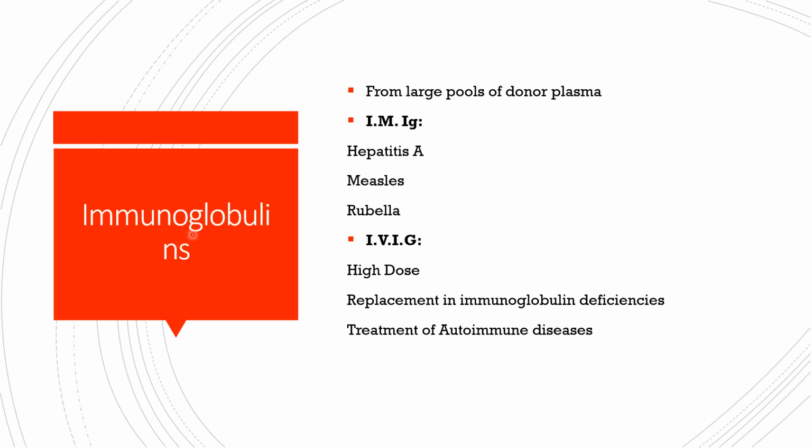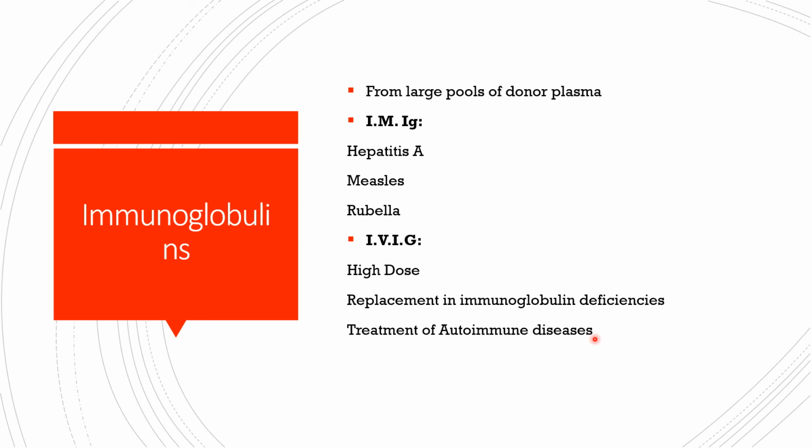Now, immunoglobulins. We can obtain these from large pools of donor plasma. And when we get that, we'll go through two different routes. It depends on what we want to achieve, right? We can give it intramuscularly when we need a small quantity to handle hepatitis A, measles, and rubella. But when we need a large quantity, it's the same immunoglobulins, right? When we need a large volume, then that is a high dose, right? We'll go intravenous. So intravenous immunoglobulin will be high dose for the replacement of immunoglobulin deficiencies and the treatment of autoimmune diseases like Kawasaki disease.